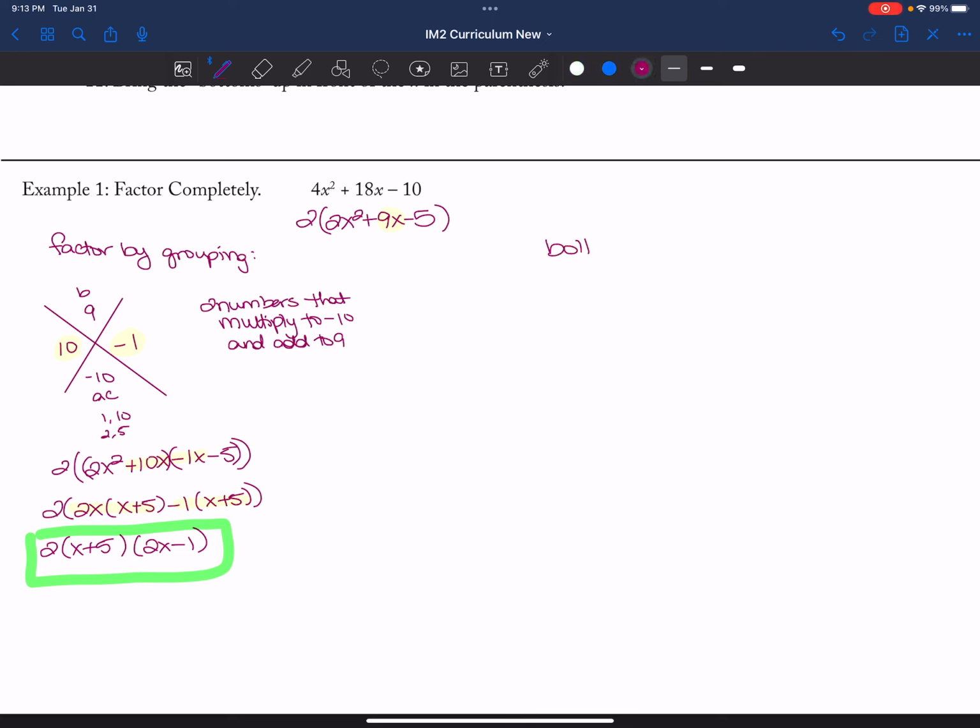I want you guys to do what's called bottoms up, which is very, very similar to this, but slightly faster. So I would do the same thing. I'd still have my little box, or my little X, and I still have 9 on the top, and I still have negative 10 on the bottom. And so I'd still end up with 10 and negative 1. But the only difference is that what I do is I have X plus 10 and X minus 1.